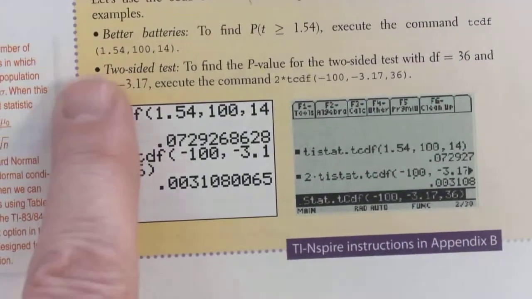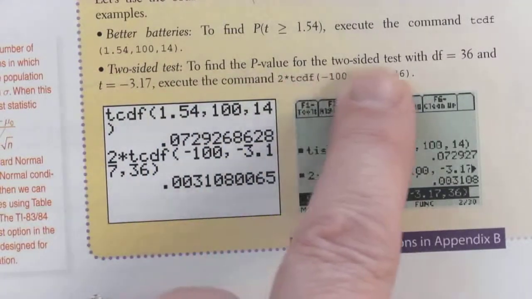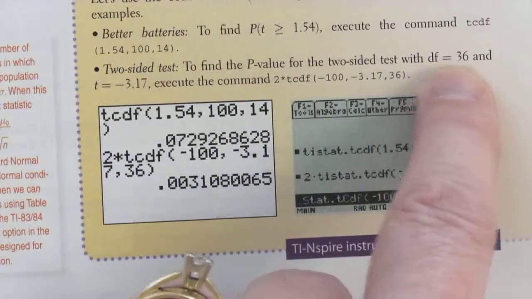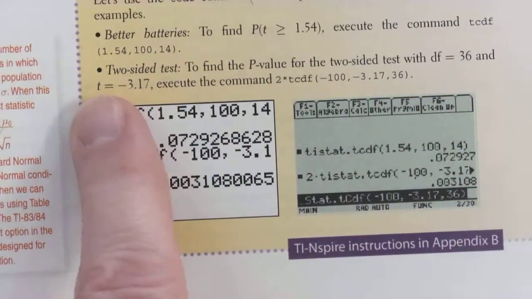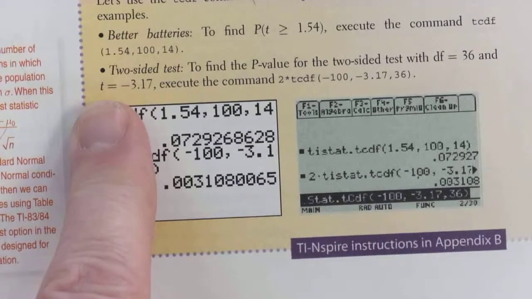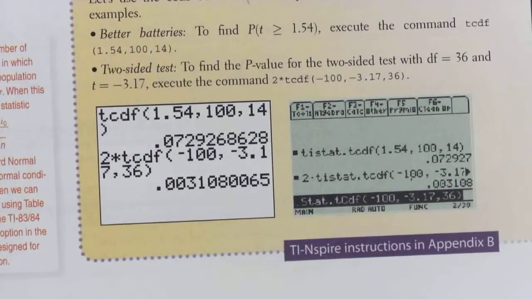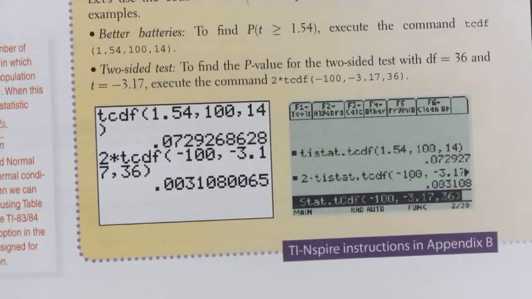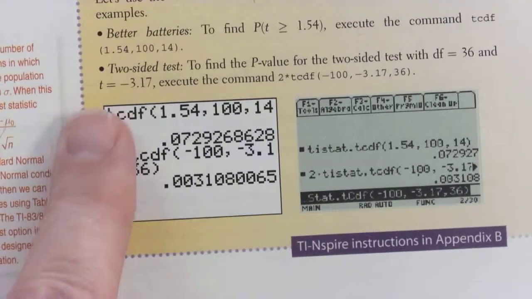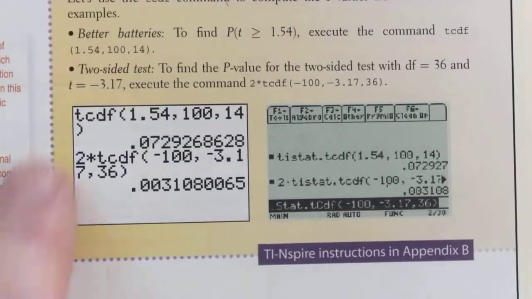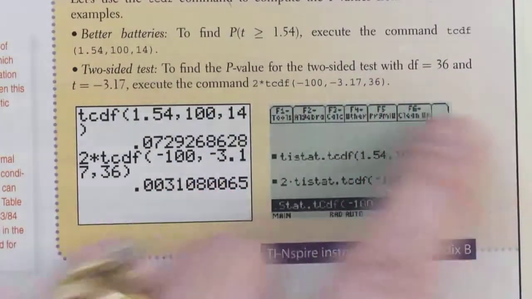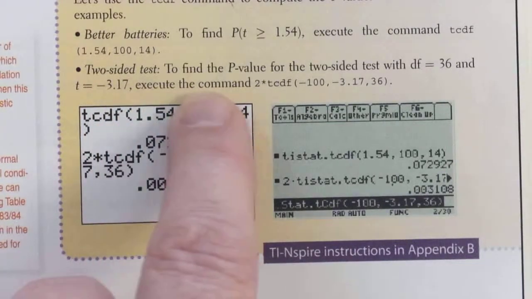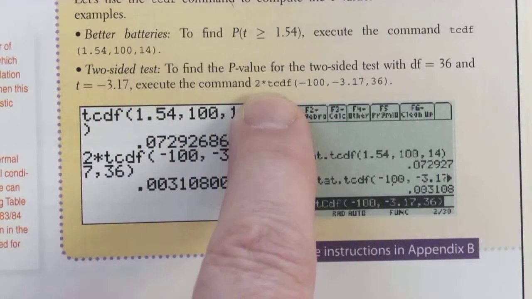Now, if we do the two-sided test to find the p-value for the two-sided test with degree of freedom 36, this is just some information, just put it in. I can't remember what scenario this was. It's just a scenario, I don't think it had a story problem with it. So degree of freedom of 36 and t equals negative 3.17.